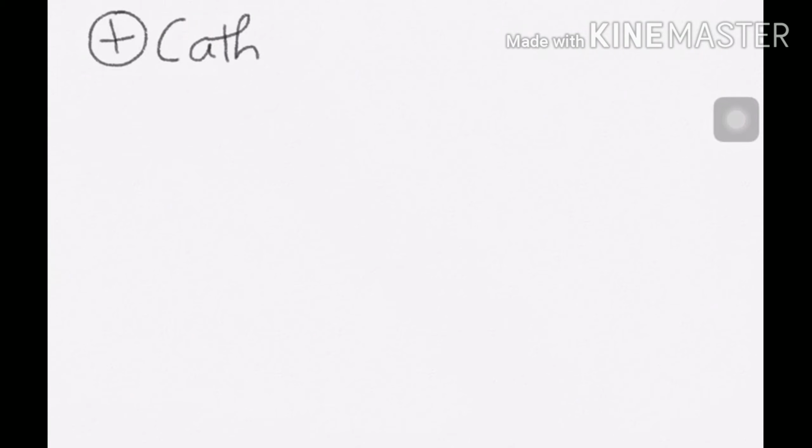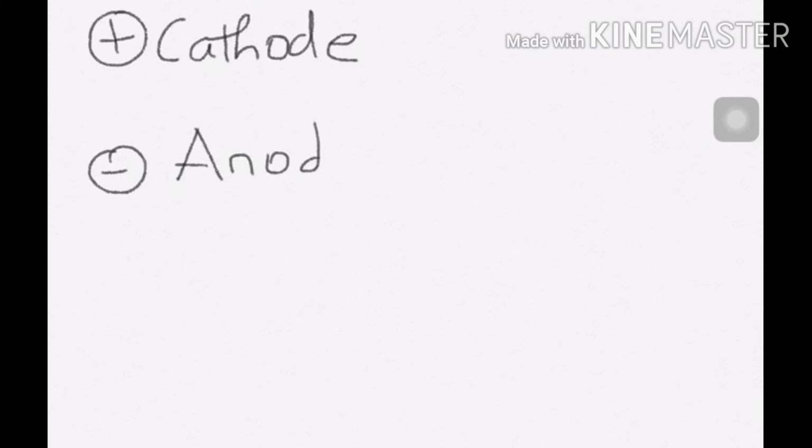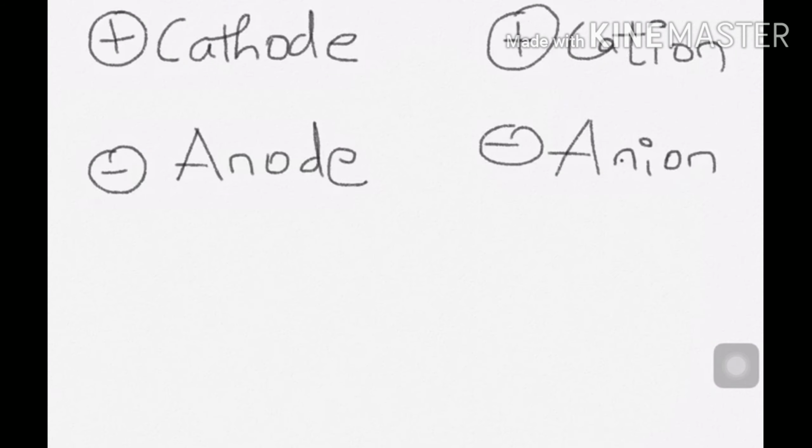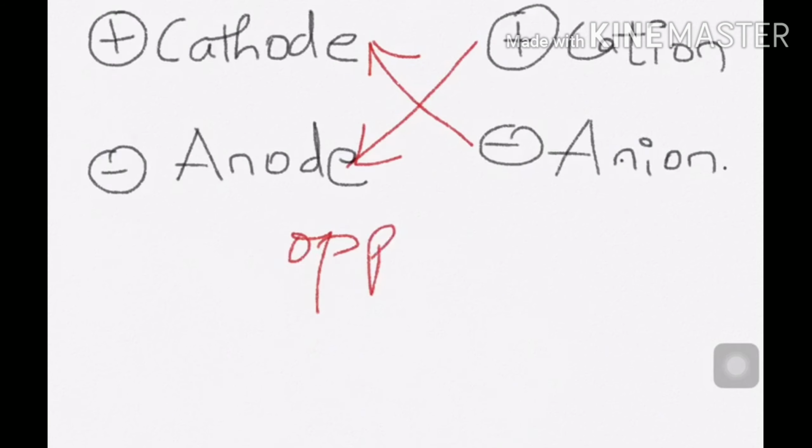From these two examples, we come to know some conclusions. Positive is the cathode and negative is the anode, and you have ions. In ions you have two things, positive and negative: positive is cation and negative is anion. So cation does not go to anode and anion does not go to anode. Anion will go to cathode and cation will go to anode because opposites attract.